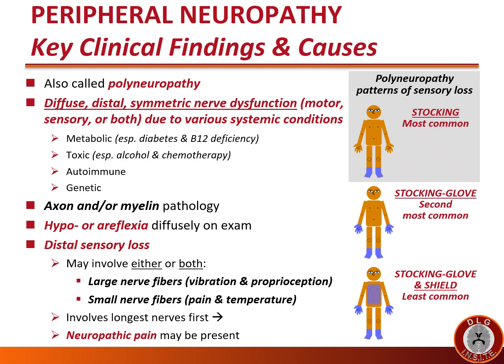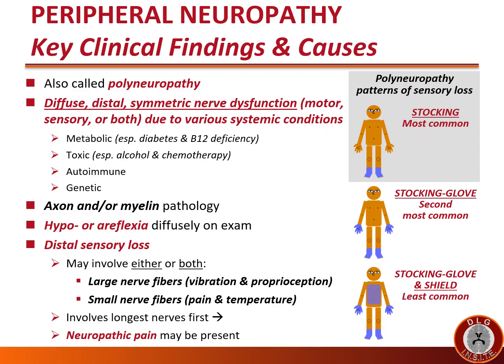What's interesting about peripheral neuropathies is, like the radiculopathy, there is sensory loss, but also pain in the same distribution, neuropathic pain, and a phenomenon called allodynia, where stimuli that normally don't cause pain, such as touch or sheets even, light touch, can cause pain.